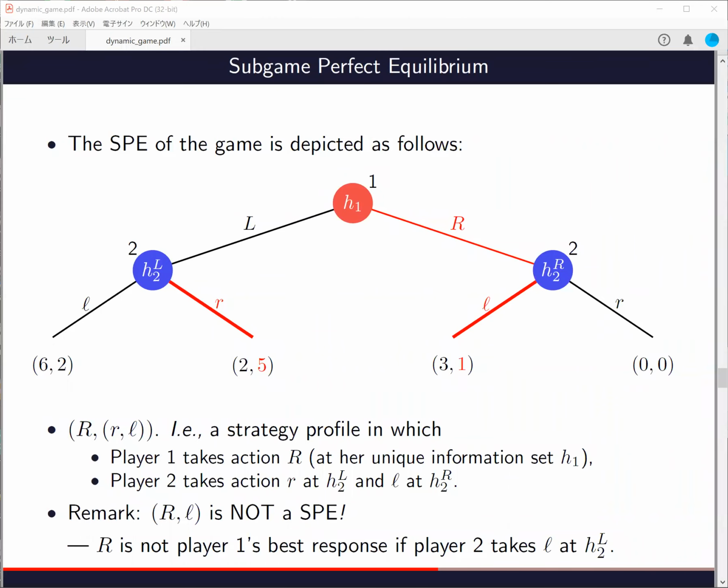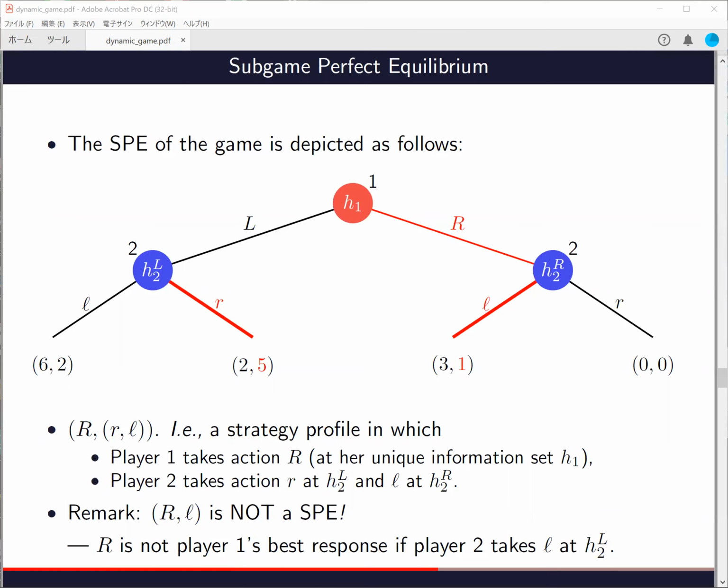This way of deriving subgame perfect equilibrium is called backward induction. As a result of backward induction, we find that player 2 takes action R at H2L and takes action L at H2R, and player 1 takes action R at H1 in the subgame perfect equilibrium of the game.